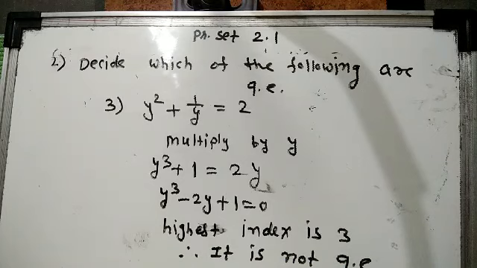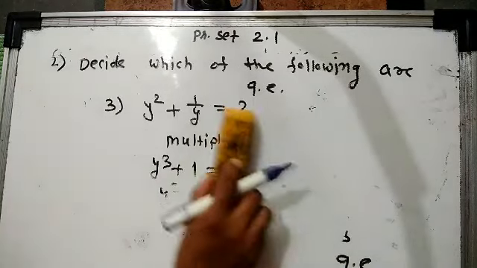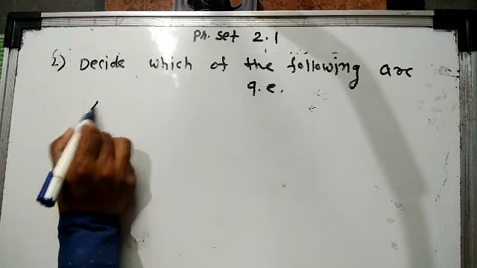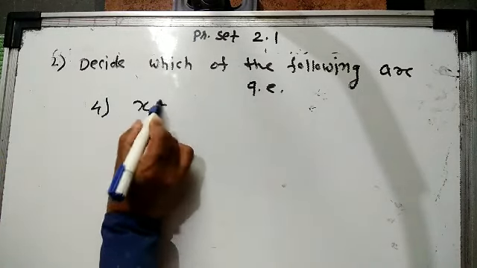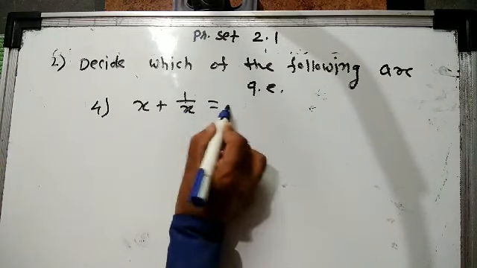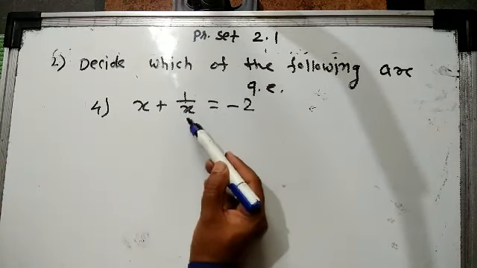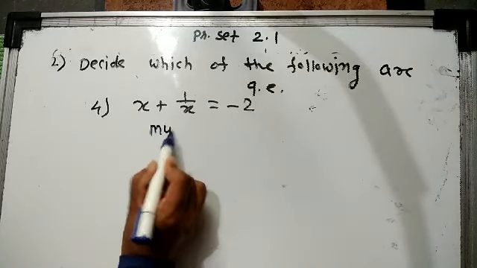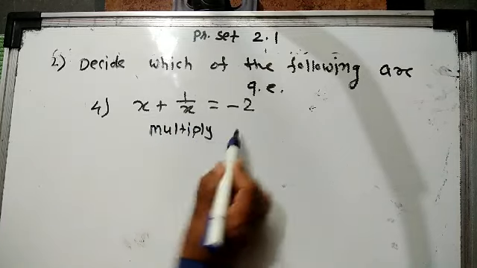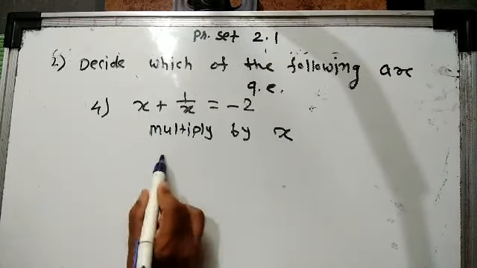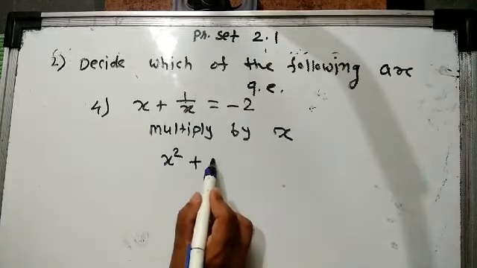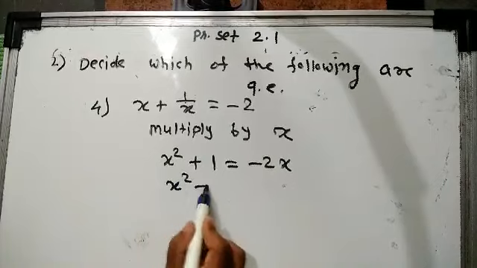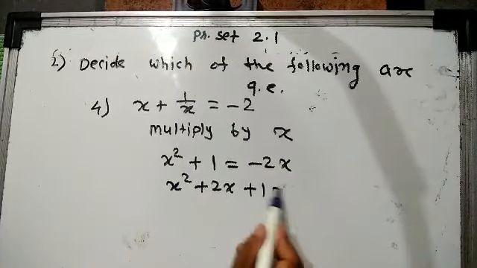Then next problem, same type of problem as the third problem, that is the fourth problem: x plus 1 upon x is equal to minus 2. Here x is in the denominator. Again multiply throughout the equation by x. What do we get? x square plus 1 is equal to minus 2x. Write in the standard form, x square plus 2x plus 1 is equal to 0.